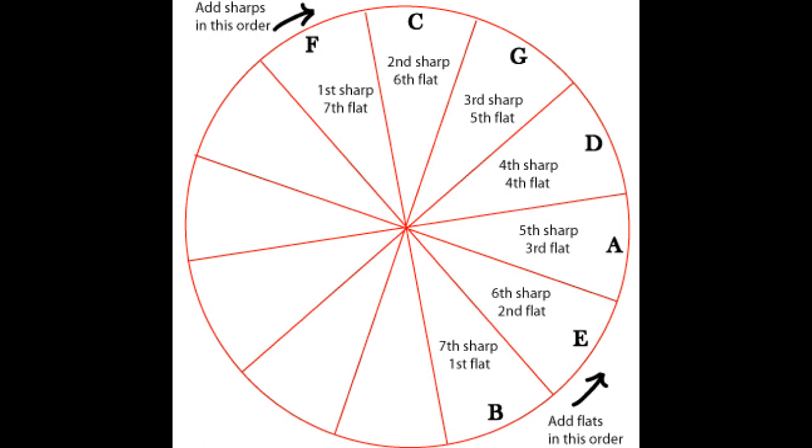Notice that just as with the key signatures, you add sharps or subtract flats as you go clockwise around the circle, and add flats or subtract sharps as you go counterclockwise. Each sharp and flat that is added to a key signature is also a perfect fifth away from the last sharp or flat that was added.